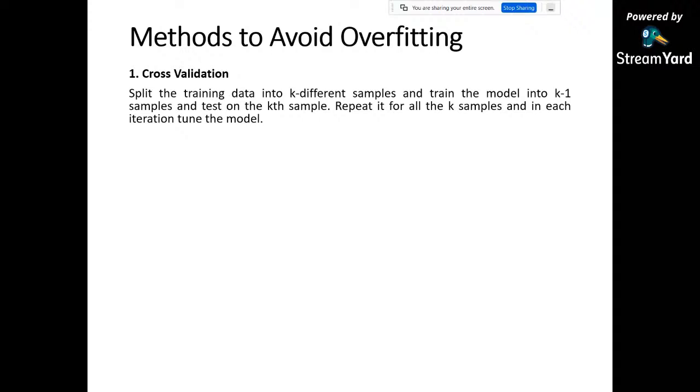Each time you keep a different kth sample for testing, and the remaining k minus one samples you use for training the model. So in each iteration your model is trained on k minus one samples and tested against the kth sample, and then you take the average of performance, like the average of accuracy. So that's how cross validation works basically. This is one of the important techniques used against overfitting.